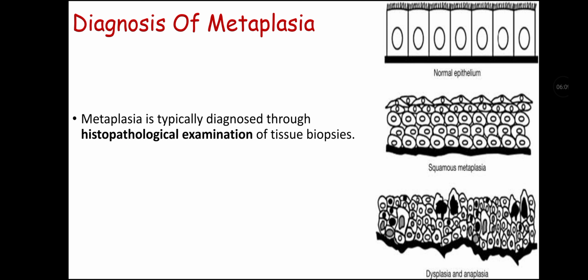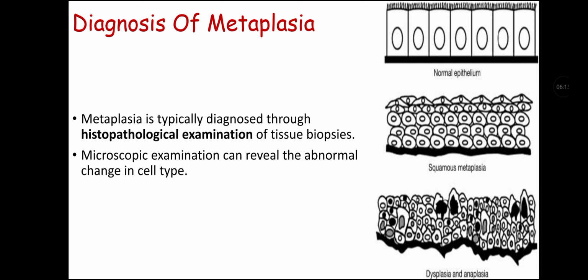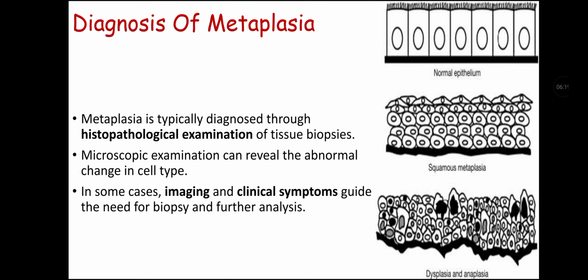Diagnosis of metaplasia. Metaplasia is typically diagnosed through histopathological examination of tissue biopsies. Microscopic examination can reveal the abnormal changes in cell type. In some cases, imaging and clinical symptoms guide the need for biopsy and further analysis.